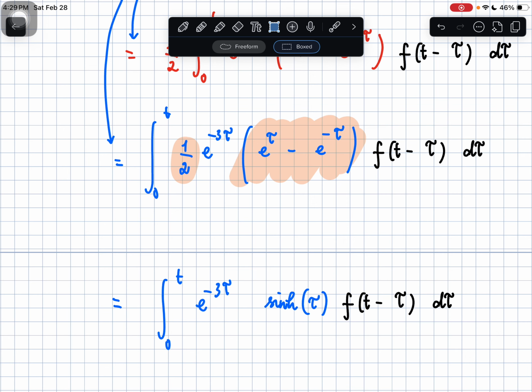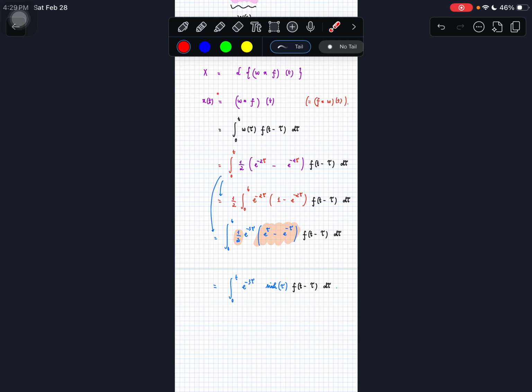This is also a good formula. These are the integral formulas for x(t). We can choose either one of those formulas.